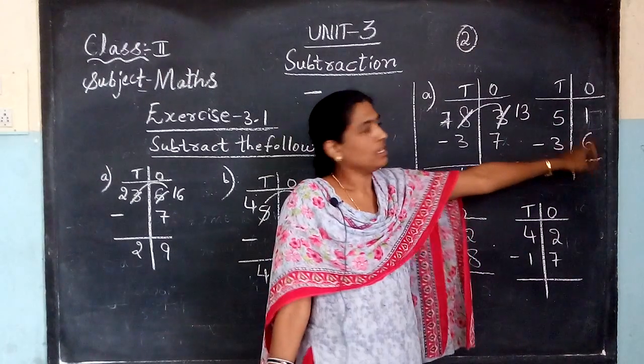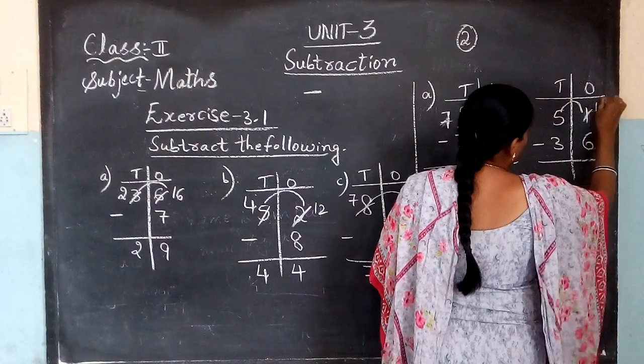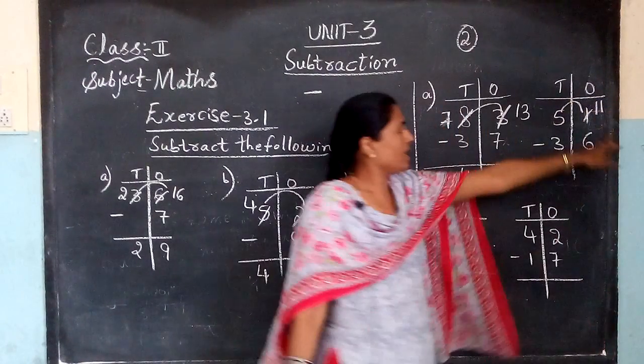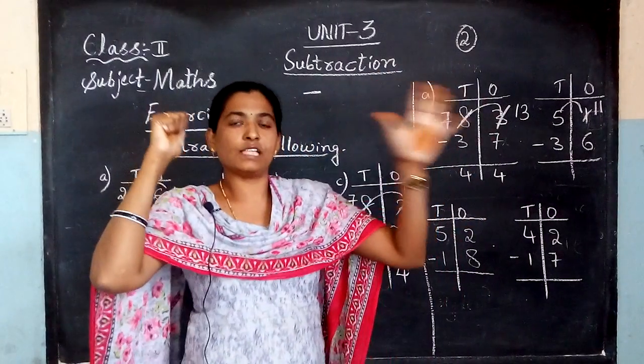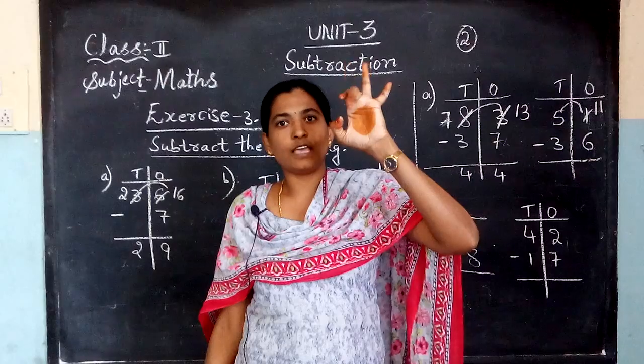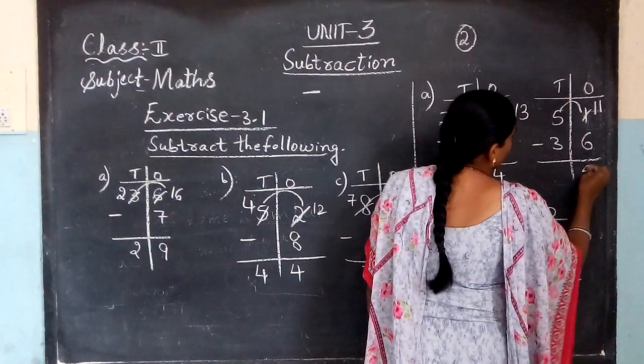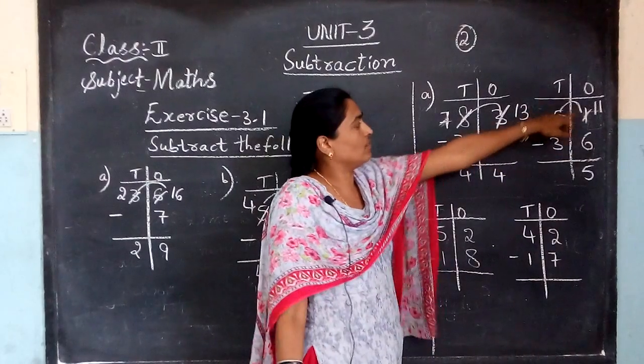Next, from the small number you cannot remove 6. Take a borrow from the tens column. What did it become? 11. 11 in the mind, again 6 in your fingers. 11 before: 10, 9, 8, 7, 6, 5. 5.